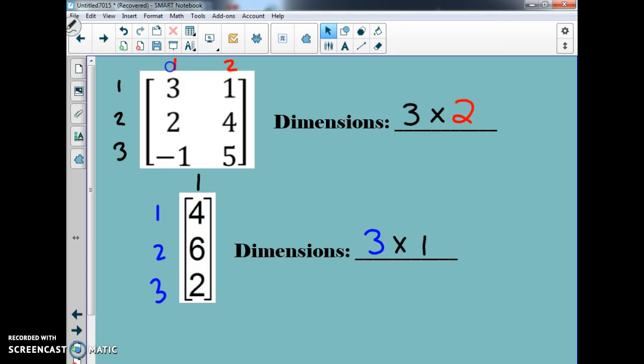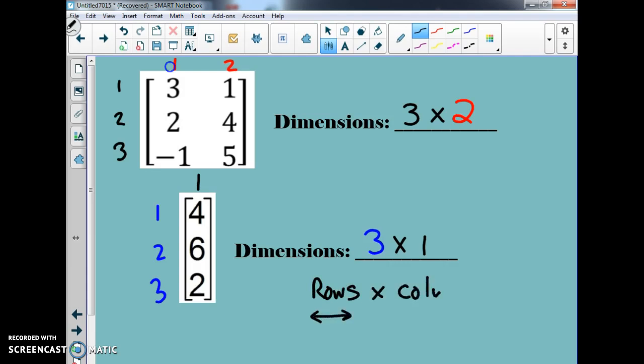Okay? So apparently matrices can come in different shapes and sizes. We've gone through how to determine dimensions. The big idea is that it's rows by columns. If you remember that, you're halfway to getting this lesson correct.